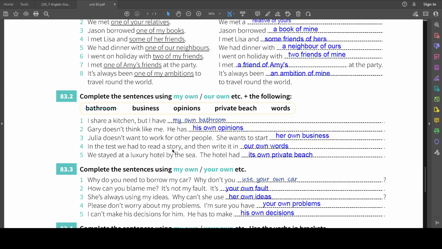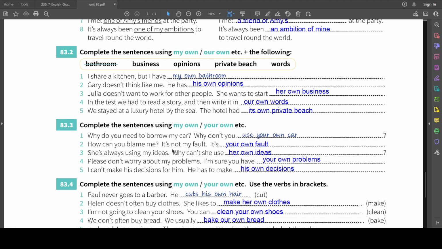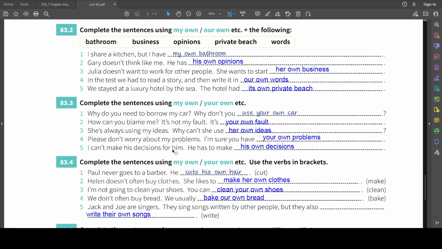We stay in a luxury hotel by the sea. The hotel has its own private beach. Let's move on to the next exercise. Complete the sentences using my own, your own, etc.